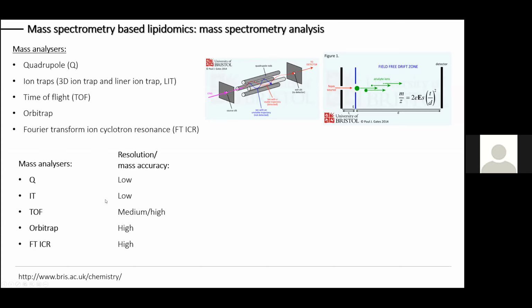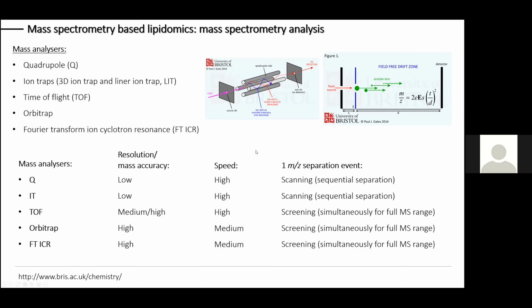Some of them are low resolving instruments, but some of them are very high resolving, based on the principle of how they operate. The other important parameter is, of course, speed: how fast we can perform one mass analysis event, where we can analyze all ions present at the moment, or only some selected ones, and also how this one mass to charge separation event actually happens.